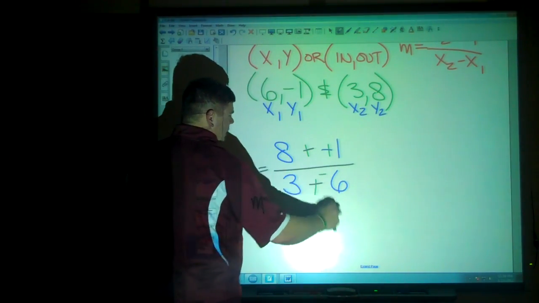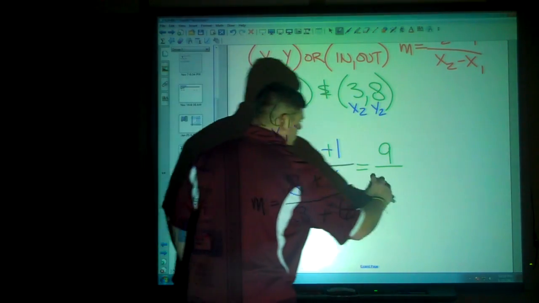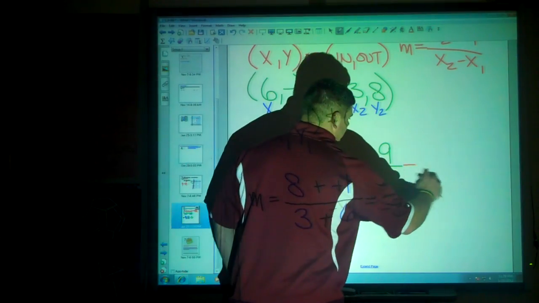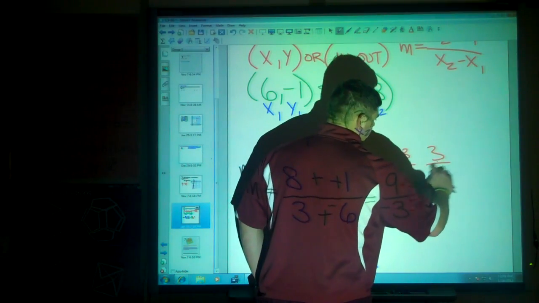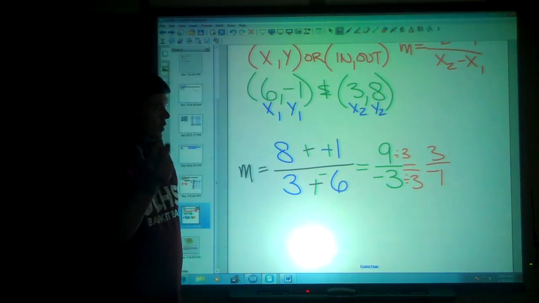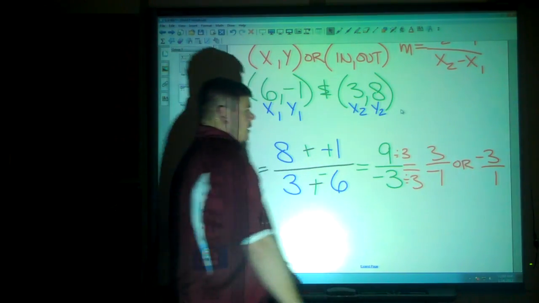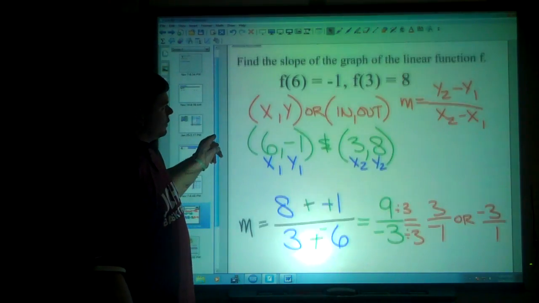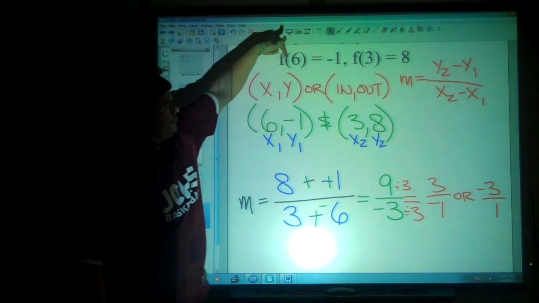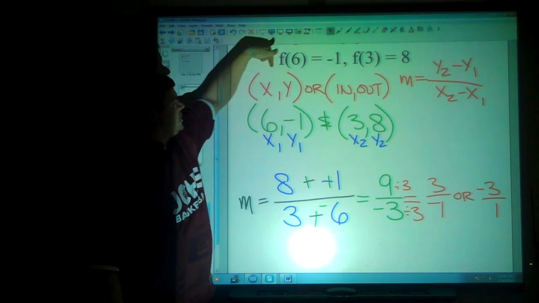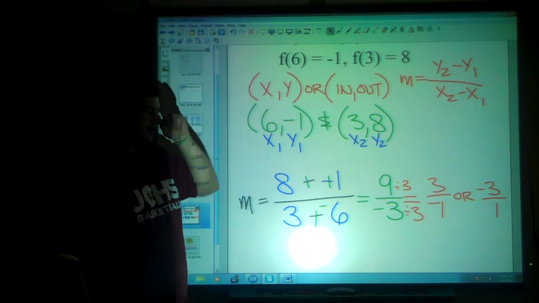Plus positive plus negative. 8 plus 1 is 9. 3 plus negative 6 is negative 3. Now you can simplify that down because they're both divisible by 3 to say 3 over negative 1. And that's our slope. Or negative 3 over positive 1. Same thing. So finding the slope from these two coordinates seems like it's tough. Just have to remember that the number in the parentheses is your x, and what it equals is your y. Input, output. And you have your coordinates.